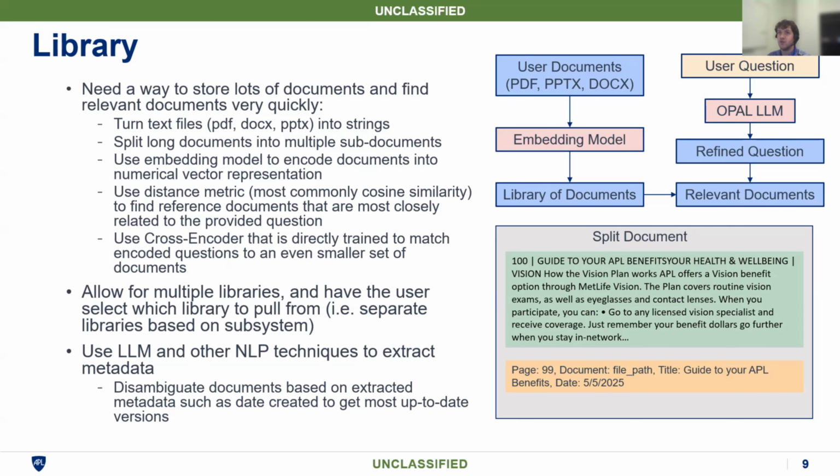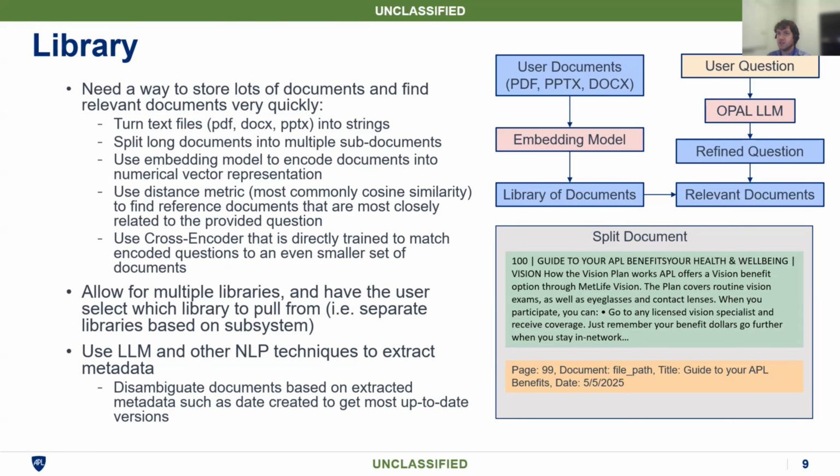So the most, in my opinion, cool application of this is, we disambiguate documents based on extracted metadata such as date. We have a lot of documents that are just different versions of each other, and they aren't marked with any metadata. So we'll use text extraction techniques, such as large language models in some cases, to actually extract a date and get the most up-to-date versions of different things.